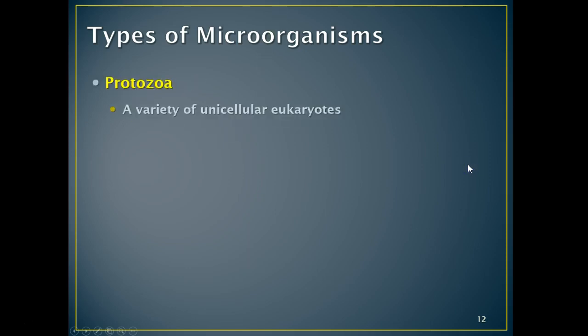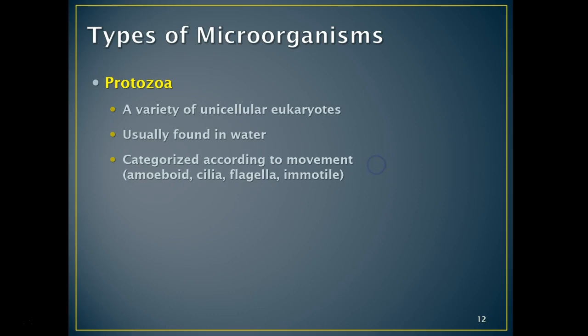The protozoa are also eukaryotic organisms, but we don't find multicellular protozoa. They're all going to be unicellular, and a lot of them prefer to live in water. There are some examples of organisms that don't live in water per se. They might be living inside an insect. Malaria is a good example, but a lot of them are going to be found in water.